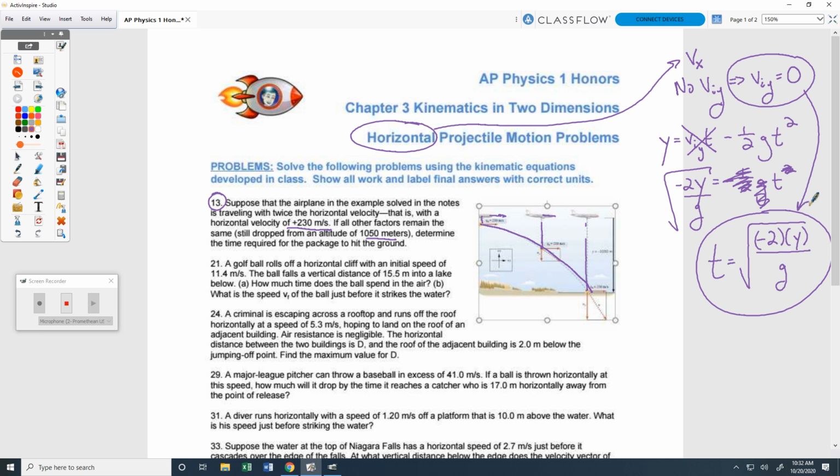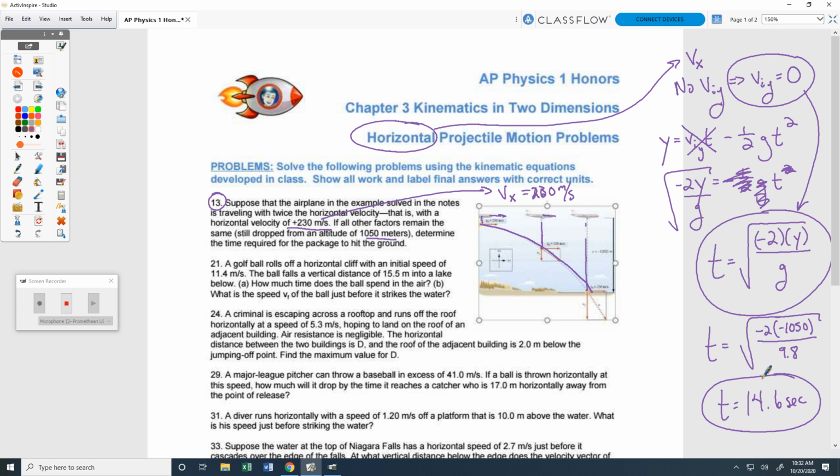What that tells me then is it doesn't matter what the initial horizontal velocity is, because this is a Vx. The 230 meters per second does not affect any of the vertical fall. All we have to do is plug in: time equals the square root of -2 times the -1050. Why is it negative? Because it's falling 1,050 meters, divided by 9.8. And what we get is our time is still 14.6 seconds, the same thing we got when we actually did this before in the video notes.